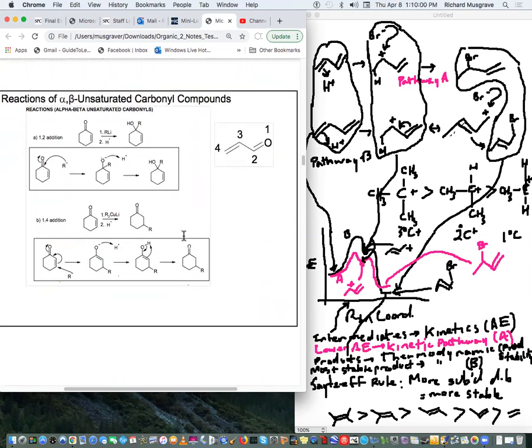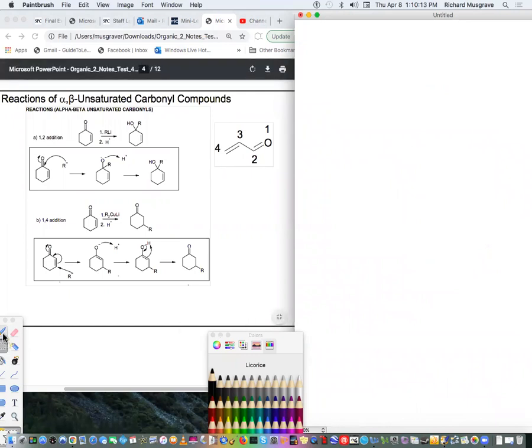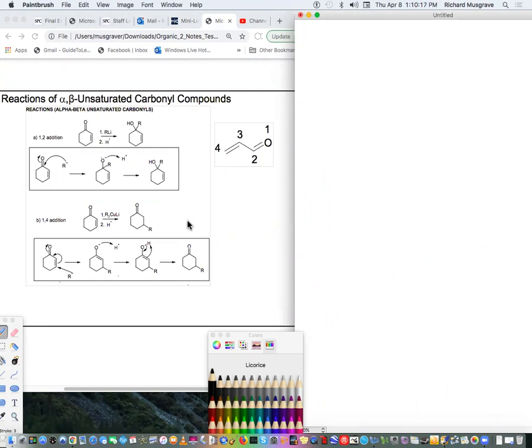All right, so let's look now at reactions of alpha beta unsaturated carbonyl compounds. And when we're talking about alpha beta unsaturated carbonyls, a carbonyl compound is anything with C double bond O. Unsaturated means it has a double bond.